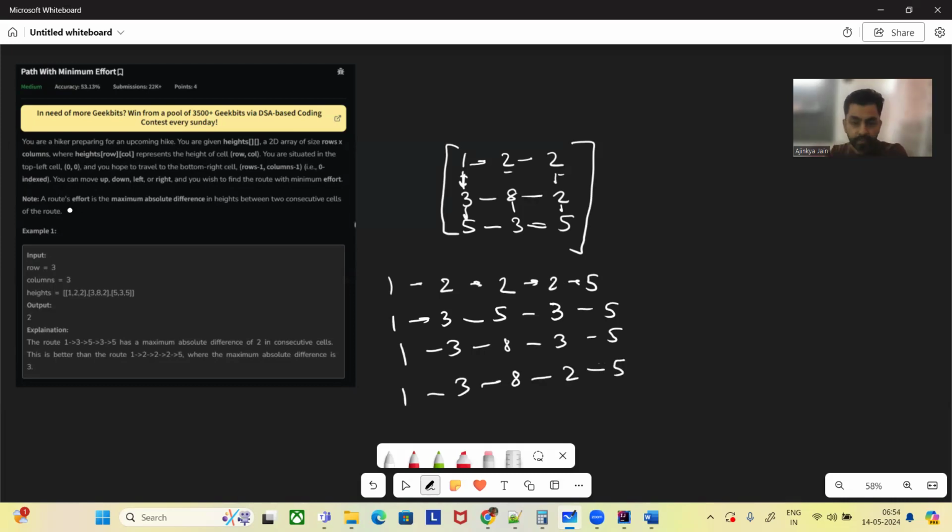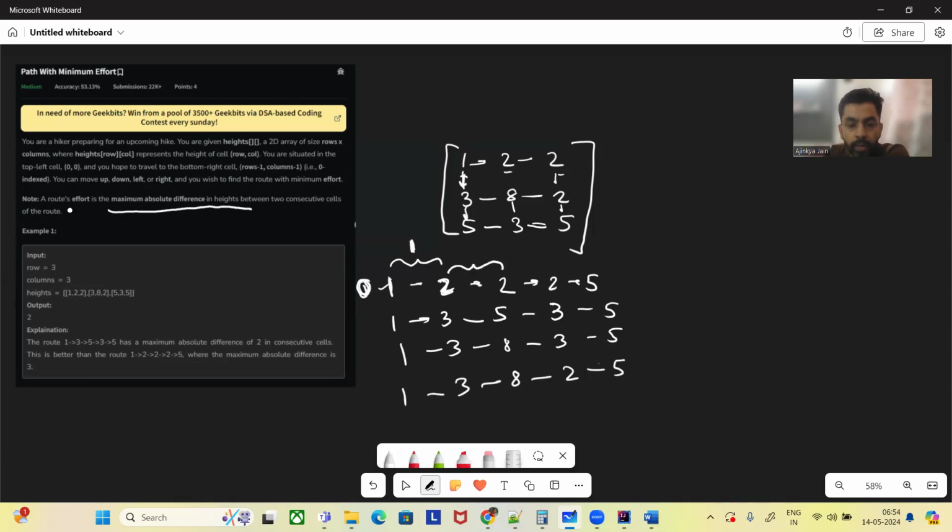So what the problem is saying is, for example, if we consider this particular path, initially the distance is going to be 0. When we move from this cell to this cell, what distance is required? The difference between these two cells, so 2 minus 1, it is 1. And we are going to compare with the previous distance. It says maximum absolute difference in heights between two consecutive cells, so we are going to consider the maximum. We compare the previous height with the current height, so we take the maximum. So 1, 0, maximum is 1.